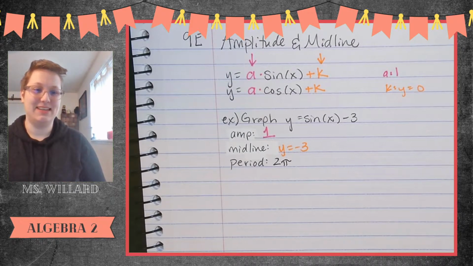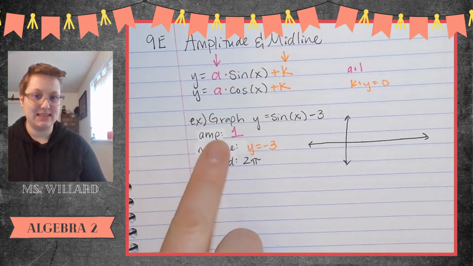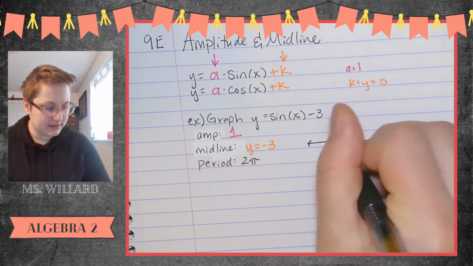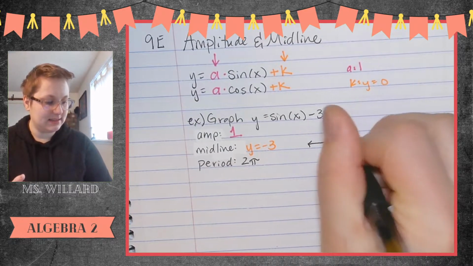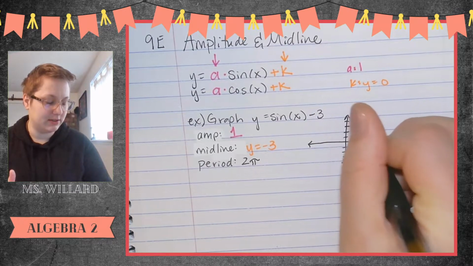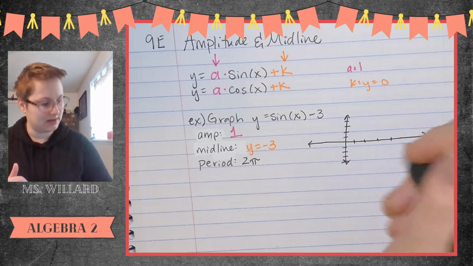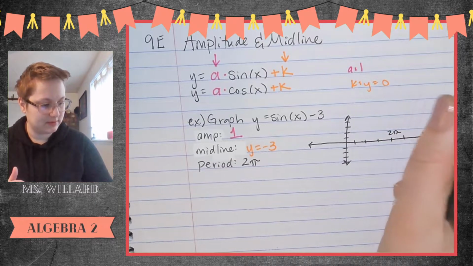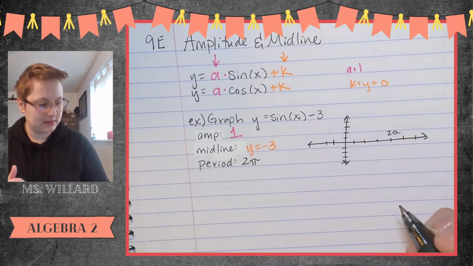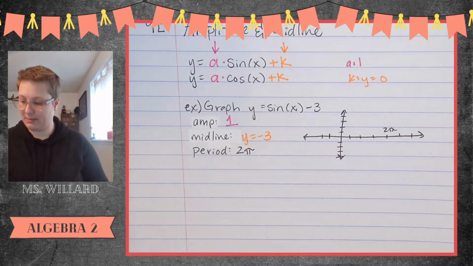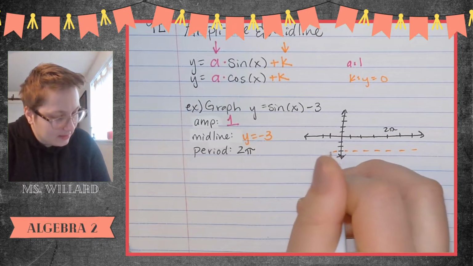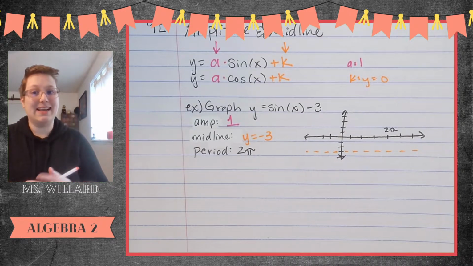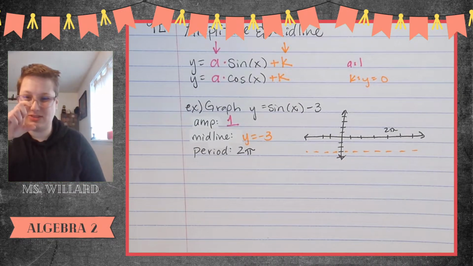Okay, let's graph it. So I need a graph that at least is down -3 and goes up 1 and down 1. So I need to go -4. And then at least goes until 2 pi for sure. Let's do our 4 marks as 2 pi like normal. Okay, there we go. So if our amplitude is 1, that means that from the midline, which I should actually draw first, at -3, this is my midline, my graph's going to go up 1 and down 1 from that midline. So that kind of makes our little top and bottom.